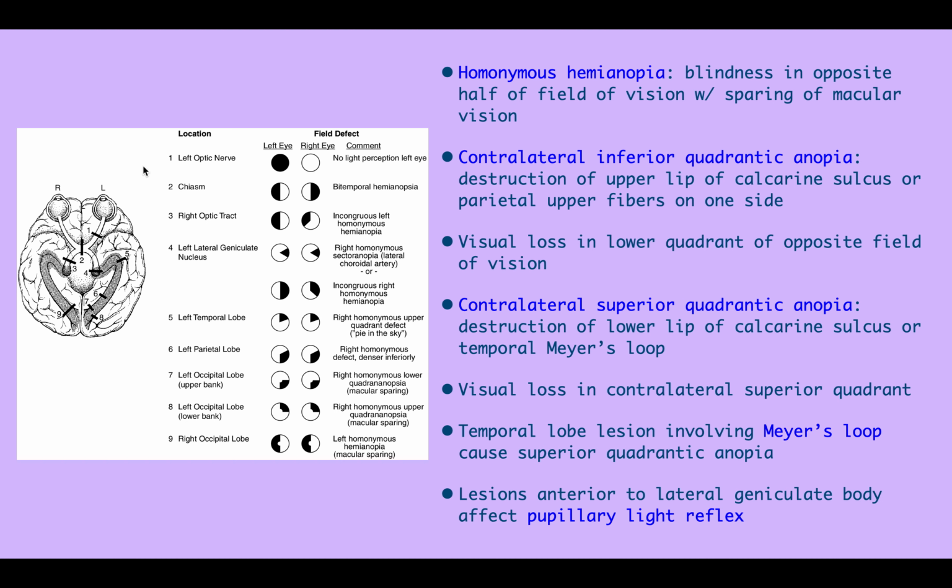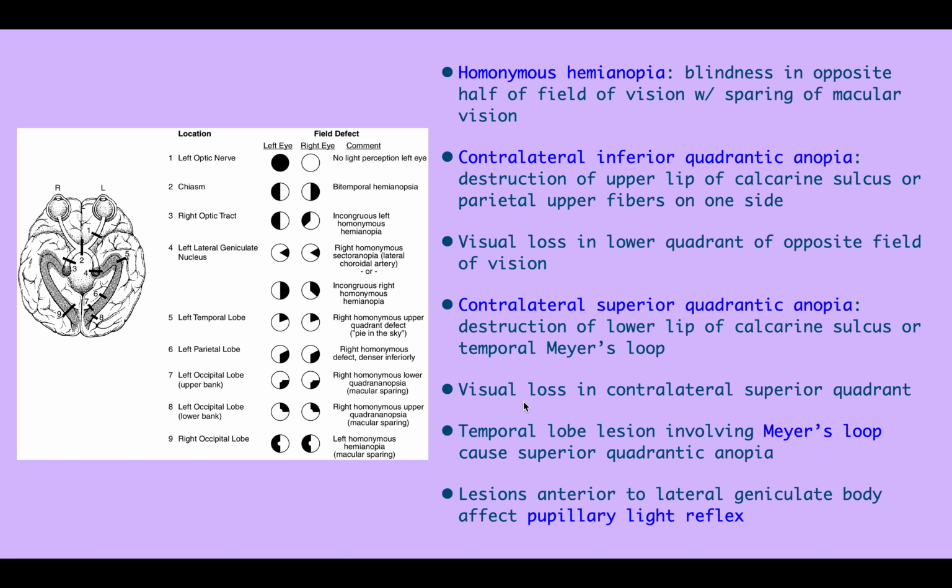So that is going to be our pie in the sky. That can be caused by destruction of the upper lip of the calcarine sulcus or the parietal fibers on one side. So that's going to cause visual loss in the lower quadrant of the opposite field of vision, so that would be the hole in the ground. Okay, so sorry, the contralateral inferior, that's the hole in the ground.